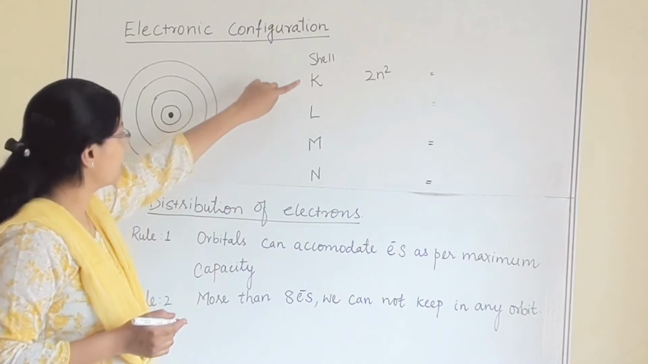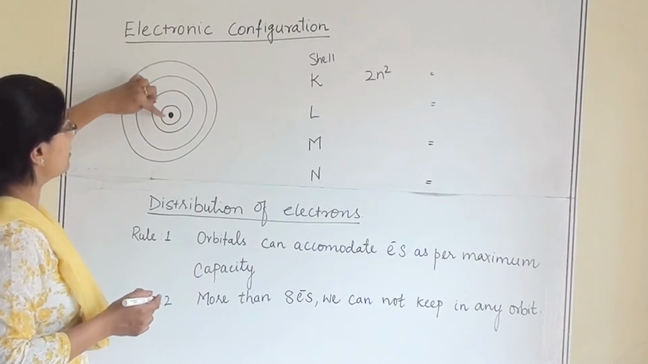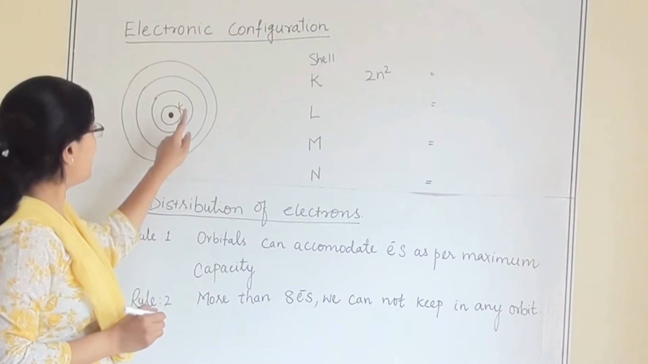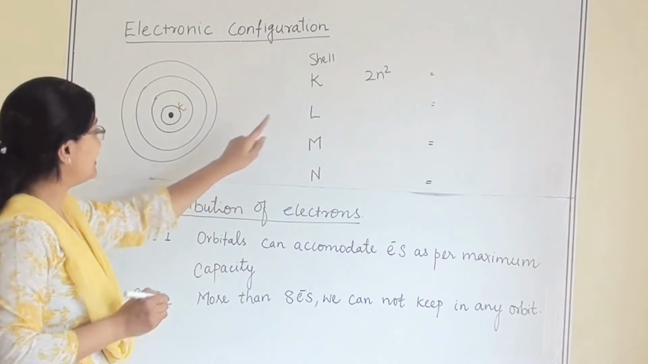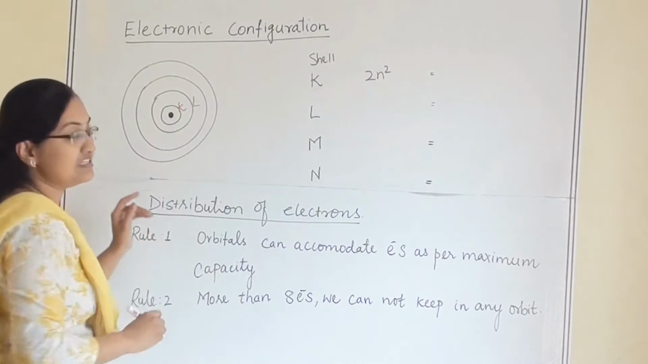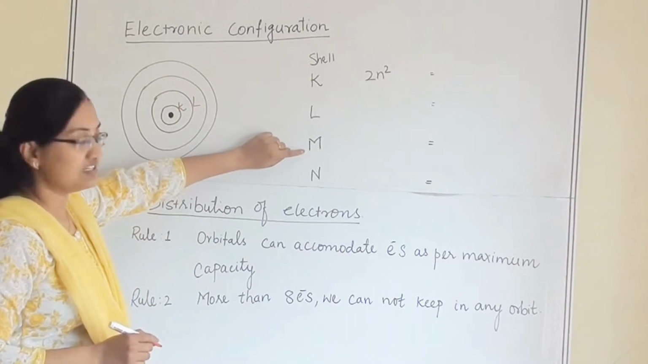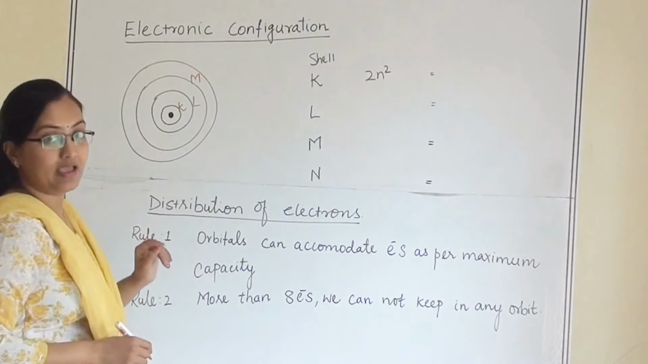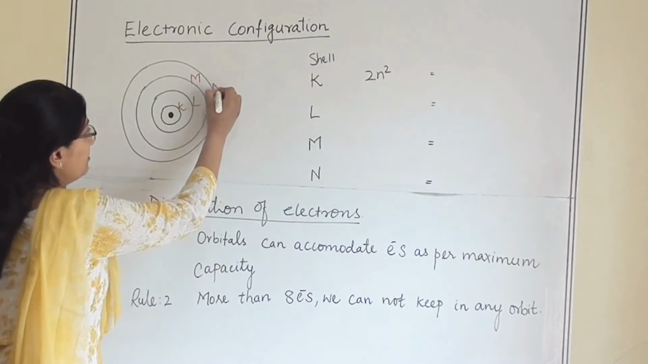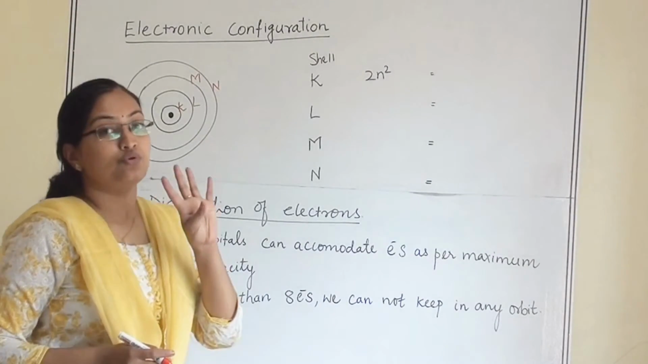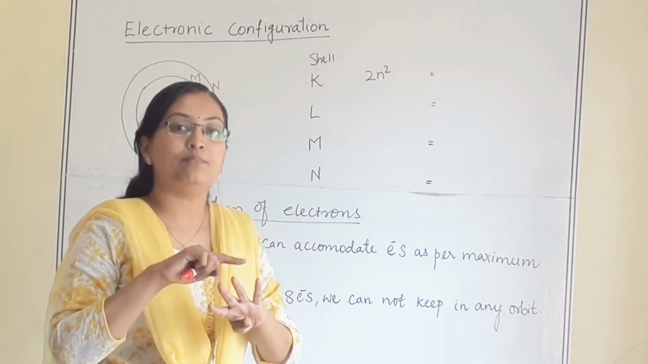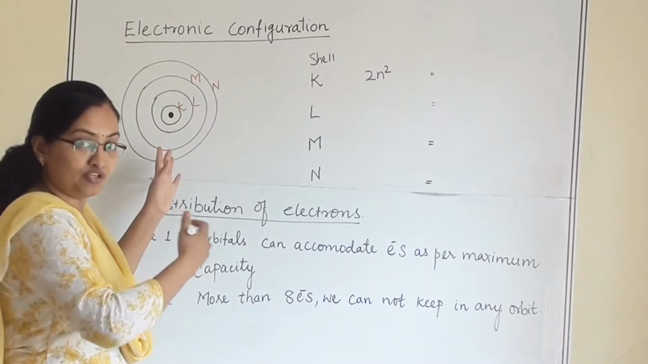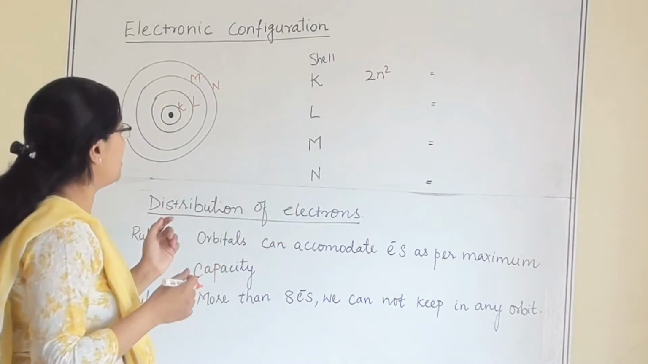First one will be K. The first one means the one next to the nucleus is the first orbit, so this is orbit K. After that, the second orbit is L, so next to K is orbit L. Then the orbit M, next to L. Next to M will be N. So we have a total of 4 orbits: K, L, M and N. These orbits start from the nucleus and go far.